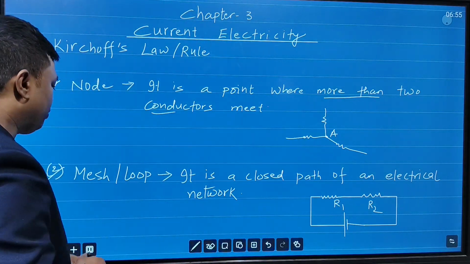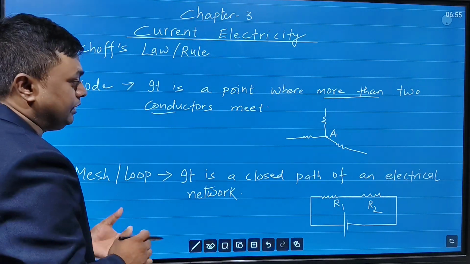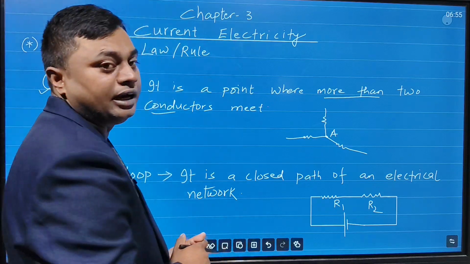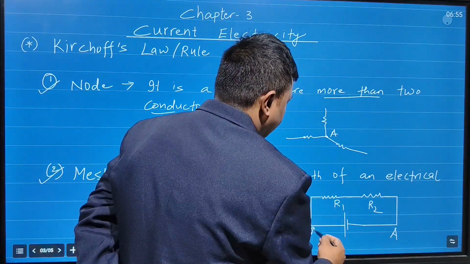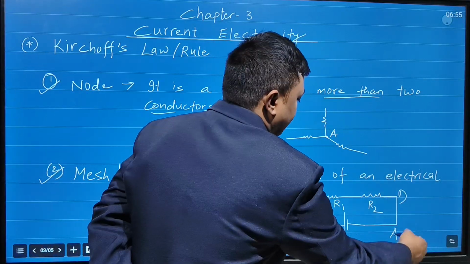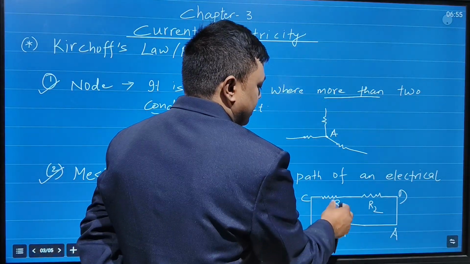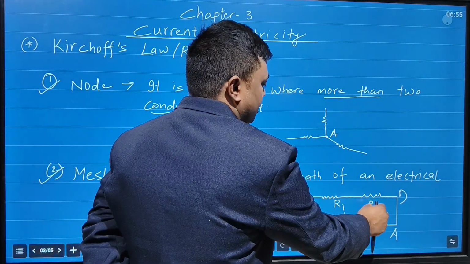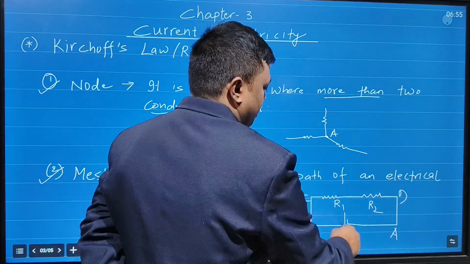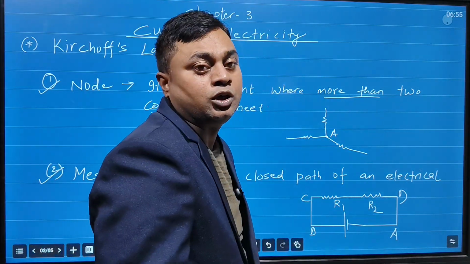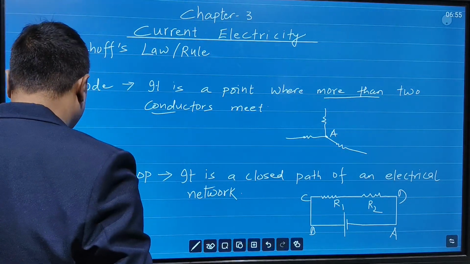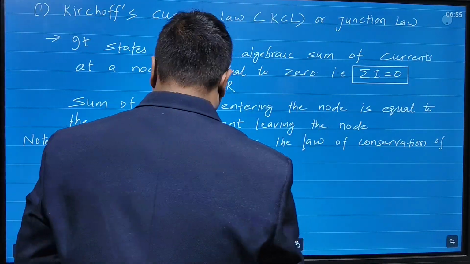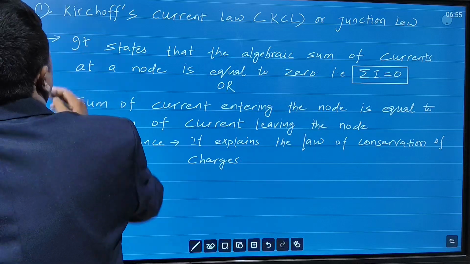Similarly, the second term, mesh or loop. It is a closed path of an electrical network. You can see here A, B, C, D, A. Here one cell is there, resistor R1 is there, resistor R2 is there, and there is a closed path. This is also called a loop. So this is called a mesh or loop.